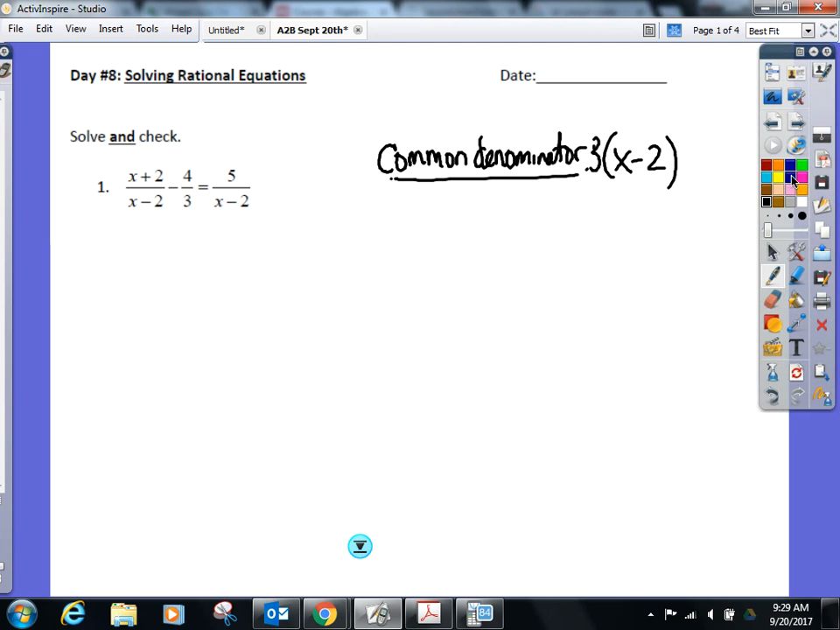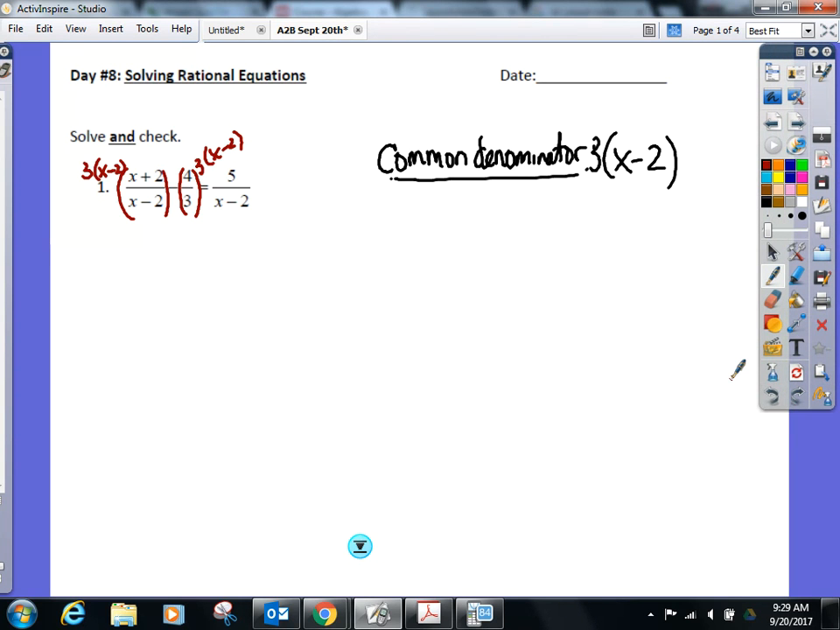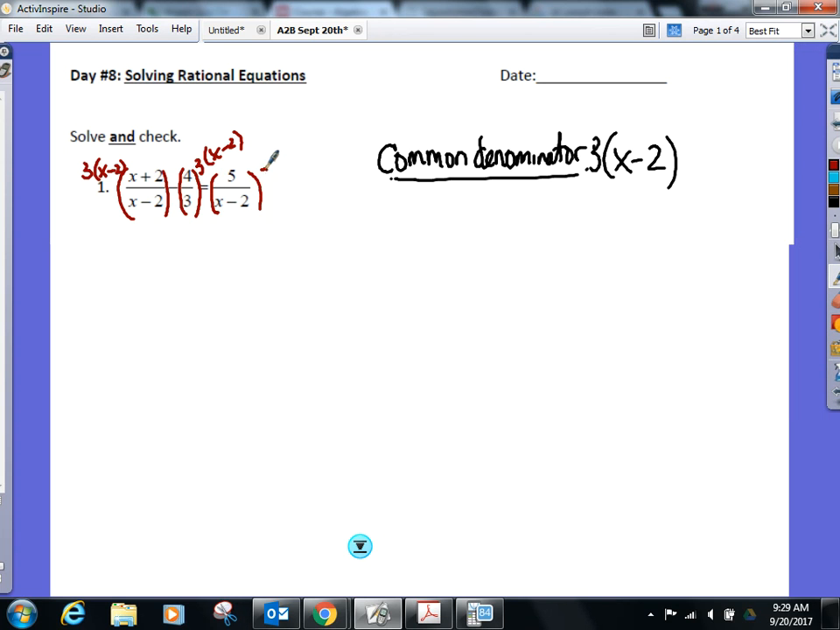And that is what I'm going to multiply all 3 of those fractions by: 3 times x minus 2. Do not distribute. 3 times x minus 2. And then again, 3 times x minus 2. Don't distribute. And watch what happens. Watch right now how every single denominator is gone.